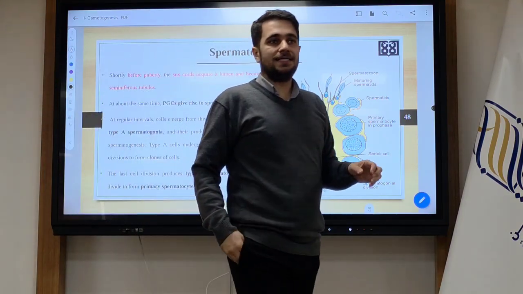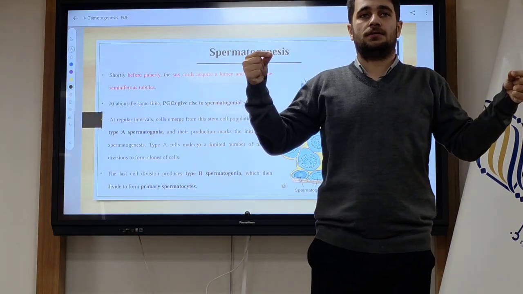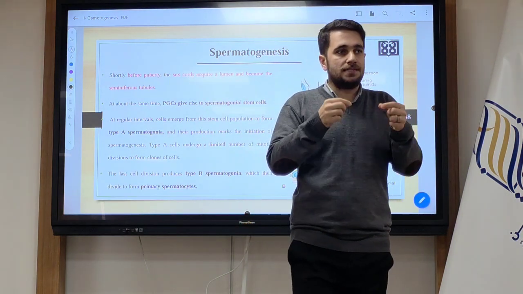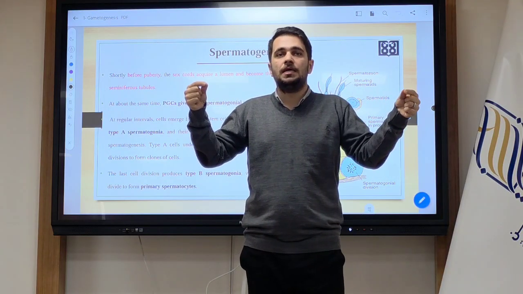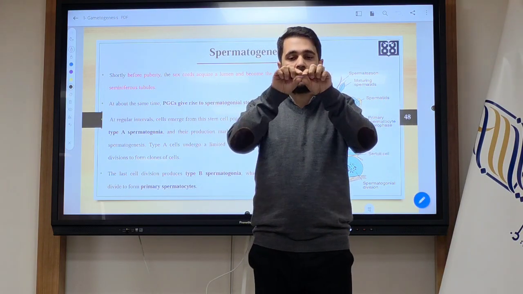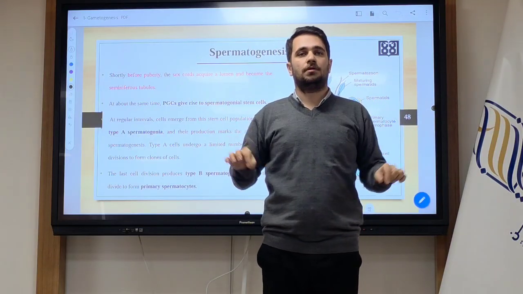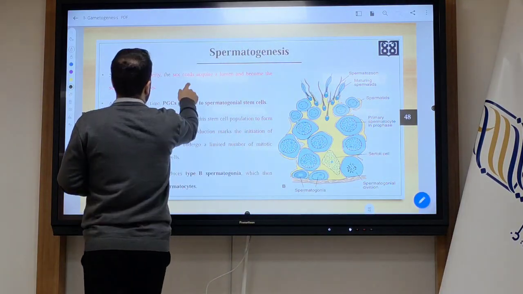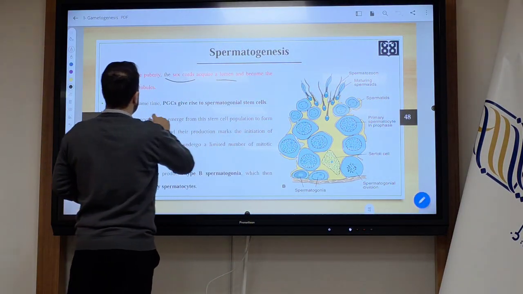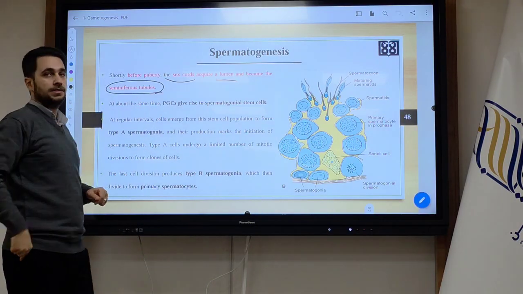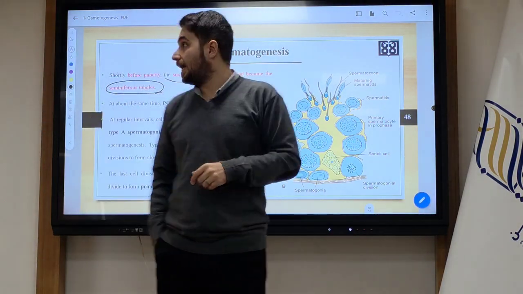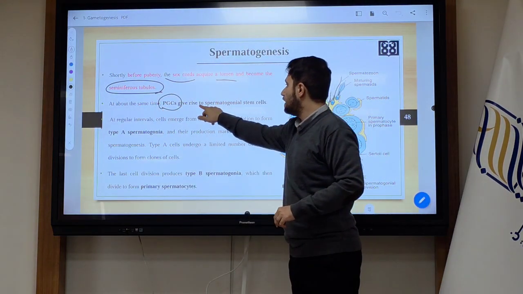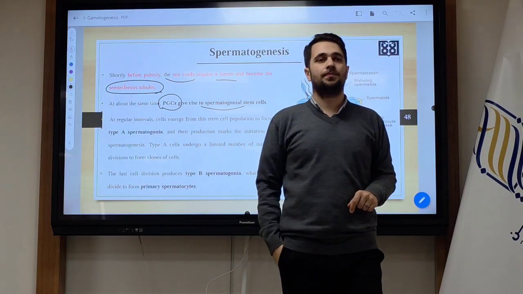Before the puberty, in the testes, we have the cord. Imagine the cord. Before the puberty, this cord starts to become a tubule, something like a tube, which has a lumen. So this sex cord needs to have a lumen to become the seminiferous tubules. And in the puberty, these primordial germ cells start to change to spermatogonial cells.